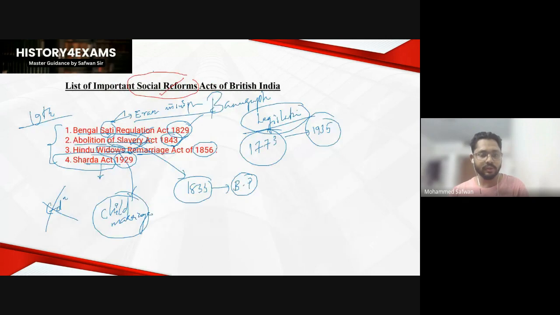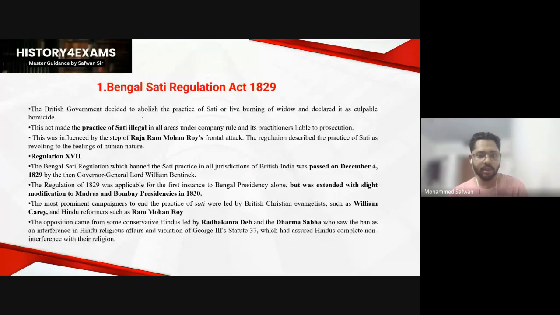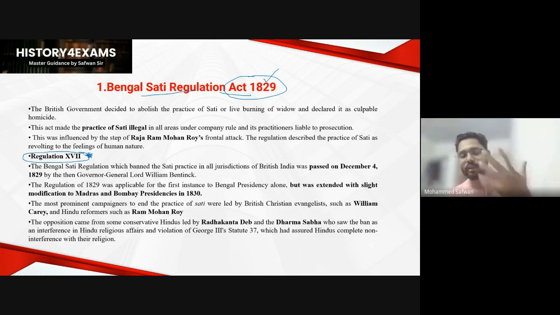So we are going to discuss each of these topics in detail based on the requirement of your examination. First one is the Bengal Sati Regulating Act of 1829. In 1829, they passed this particular act, the Sati Regulation Act, otherwise called Regulation 17. Note this point as well, it's very important. Sometimes you'll be given statements regarding the British Regulation 17. So first of all, you have to understand this is regarding the Bengal Sati Regulating Act. That should be your first statement.